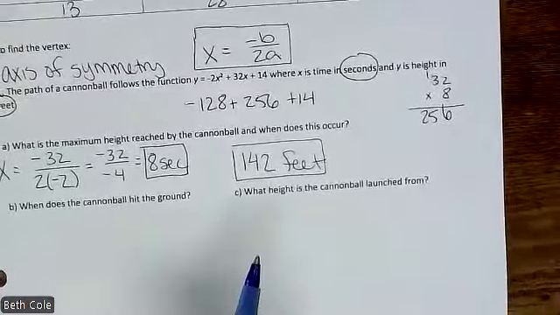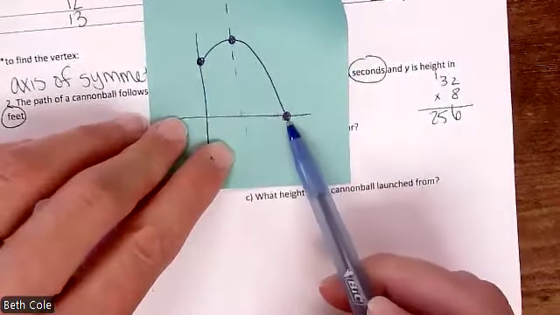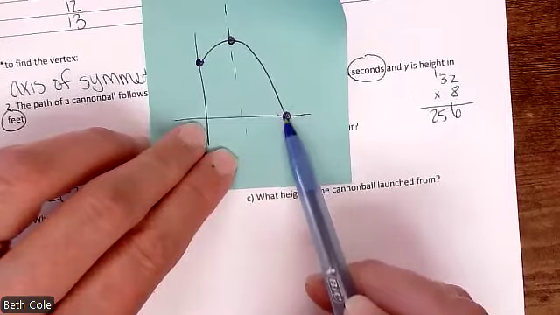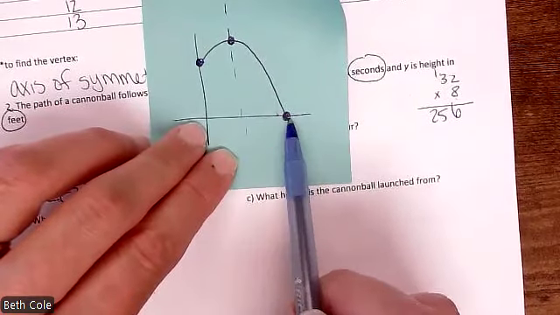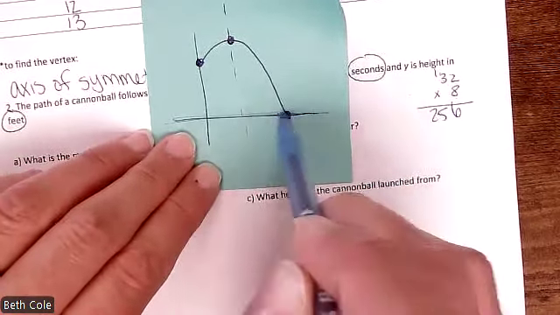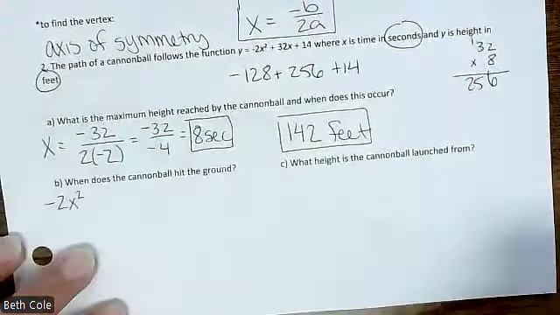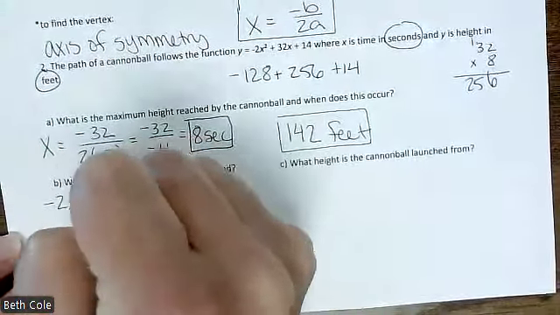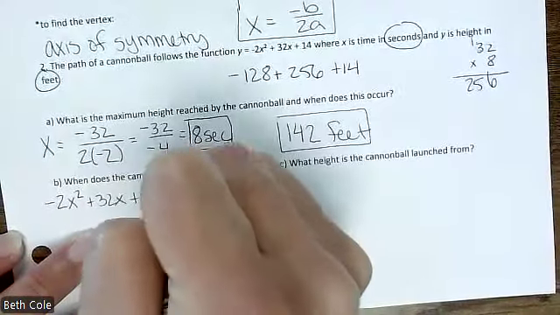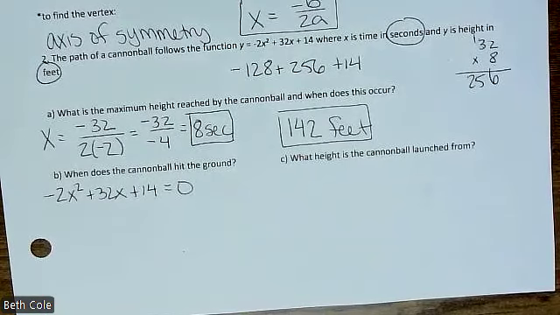All right, when does the cannonball hit the ground? Here's my little picture. Goes up in the air, comes down. This is when it hits the ground, right here. So you would take the whole equation and set it equal to what? 0. Good. So you're going to take this whole equation, negative 2x squared plus 32x plus 14, equals 0, because it's hitting the ground. It is 0 feet in the air if it's on the ground.